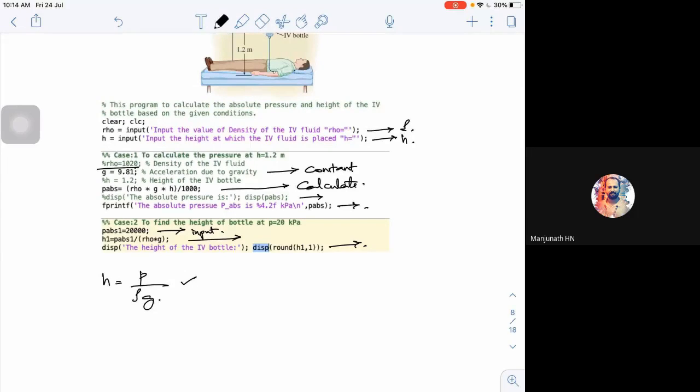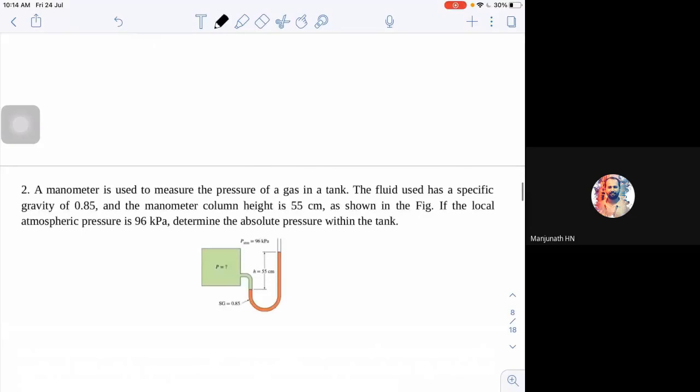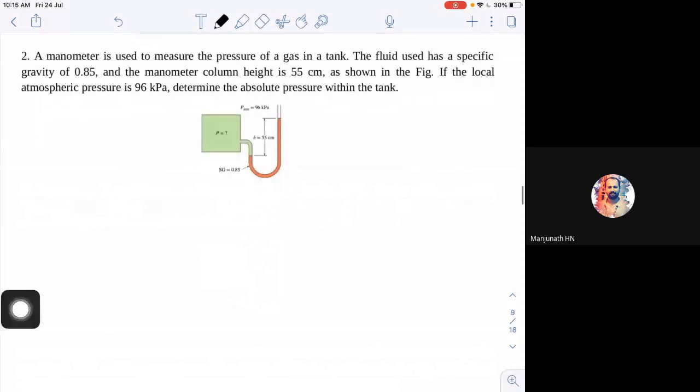Okay. Now let us look at the second example. It's on the manometer. Now I have a manometer. The manometer is used to measure the pressure of a gas in a tank. Okay, that means this is my tank, and I want to measure the pressure of it. And depending upon, look at this.